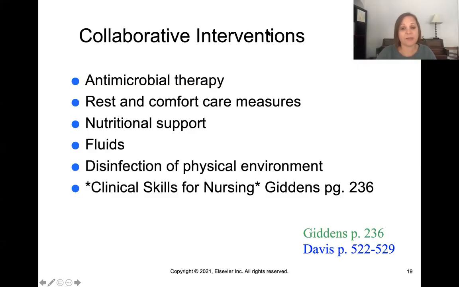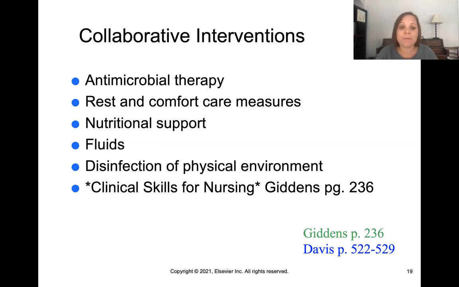Now, certainly we understand that we can't always prevent infections from happening. And when they do happen, here are some collaborative interventions that we do. Now, collaborative meaning nursing has a part of this, and then medicine has a part of this, and pharmacy has a part of this, but we work together to have a full comprehensive patient plan for treating infection. And so this can include things like antimicrobial therapy, most specifically antibiotics, either oral or IV, rest and comfort measures. Because the body is fatigued and has malaise, it needs additional rest in order to fight the infection and to decrease the susceptibility of the host and increase its immune system response.